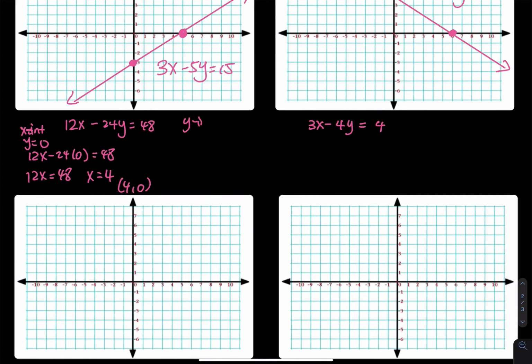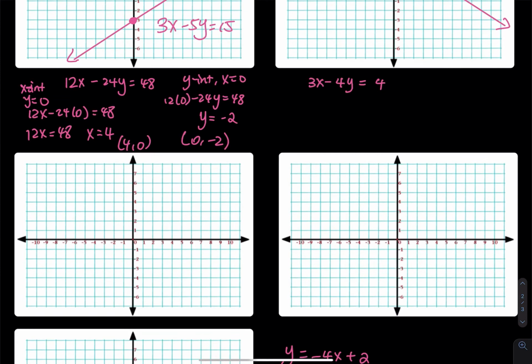And then for the y-intercept, you let x equal 0. So 12 times 0 minus 24y equals 48. Then y equals 48 divided by negative 24, so y equals negative 2. So you have (0, negative 2). Plot them. So (4, 0) and then (0, negative 2). There you go. You have 2 points. Connect them. Extend the line. Draw an arrow. Alright, the job is done.